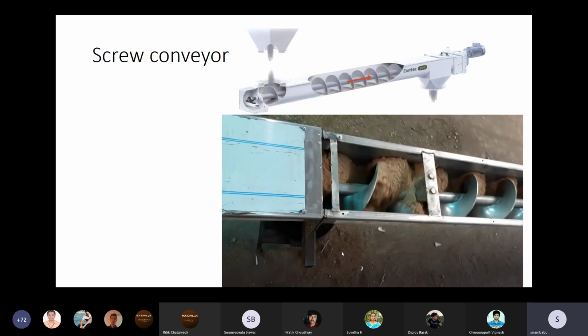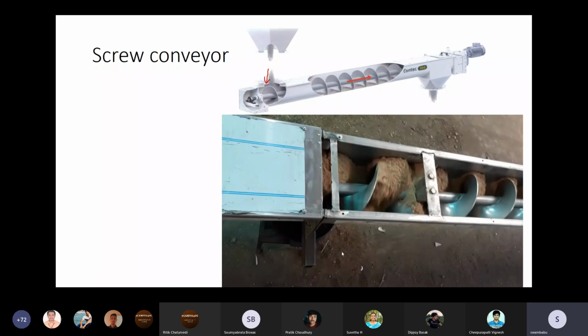Another type of conveyor is called the screw conveyor. It's just as the name suggests, there will be a screw which rotates. As the screw rotates, the solids will move from one point to another point. Here I have shown a simple screw conveyor. You can see this is the feed point where the solids are dropped.